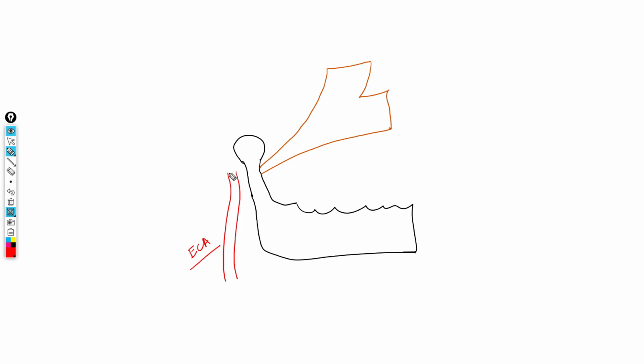The external carotid artery gives two terminal branches. One is going to the temporal area. So what is that artery? It is a superficial temporal artery. And the other terminal branch is the maxillary artery, which is the artery of the infratemporal fossa. The maxillary artery is divided into three parts by the lateral pterygoid muscle. So what are the three parts?